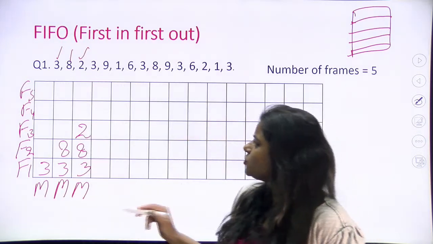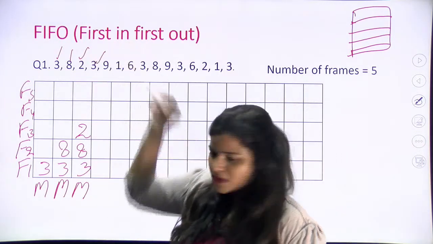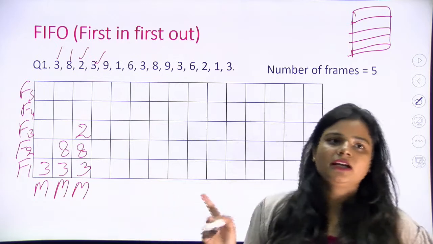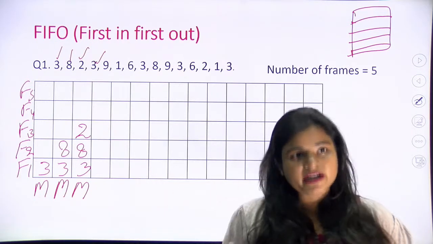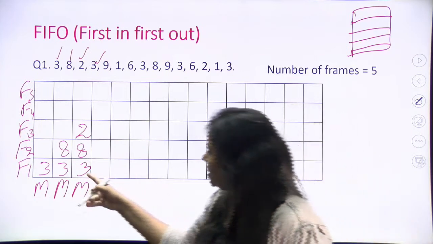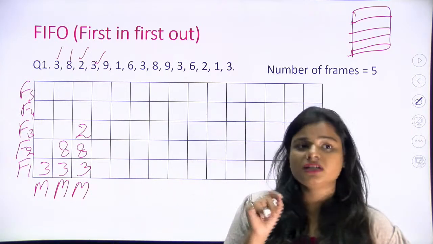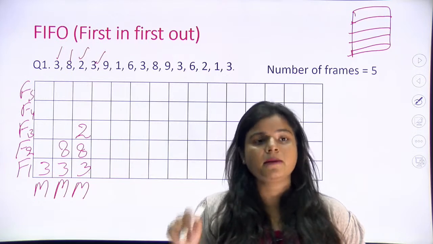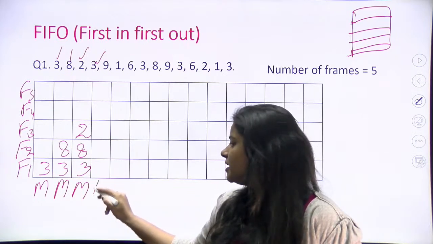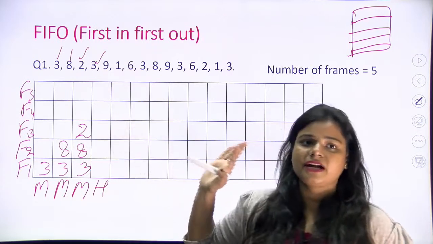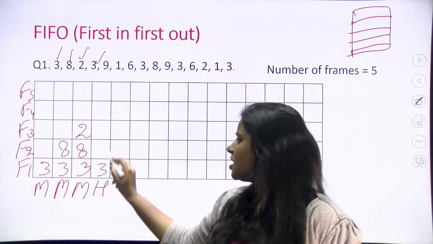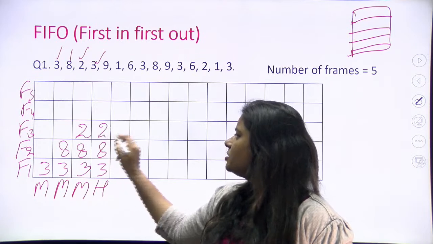Okay, so next 3. Here you can see that we are having the request of page 3. Page 3 is already present inside the main memory here. So this scenario, this condition, we can call it a page hit. I am just representing it as H because 3 is already present inside the main memory. So 3 is the same, 8 and 2.